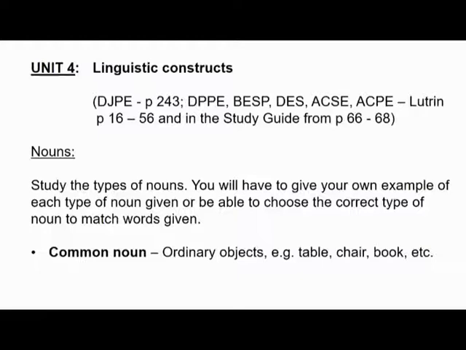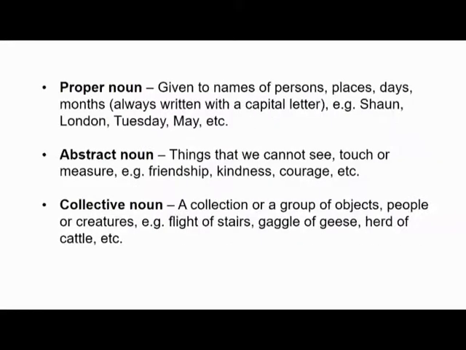The common nouns are the ordinary subjects, things that you can touch: table, chair, book, hair, whatever. The proper nouns are all those that you write usually with a capital letter. Those are the proper nouns: names of persons, places, days, and months. And the abstract nouns are the things we cannot see. You cannot touch it, you cannot measure it. Things like friendship, kindness, courage.